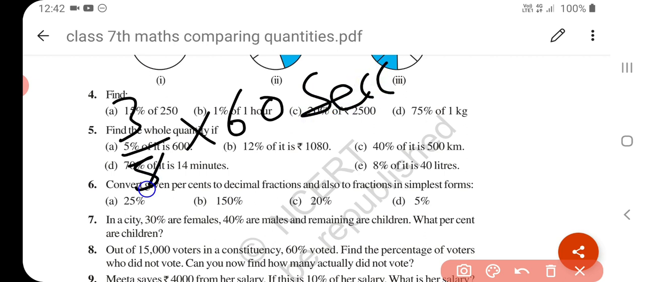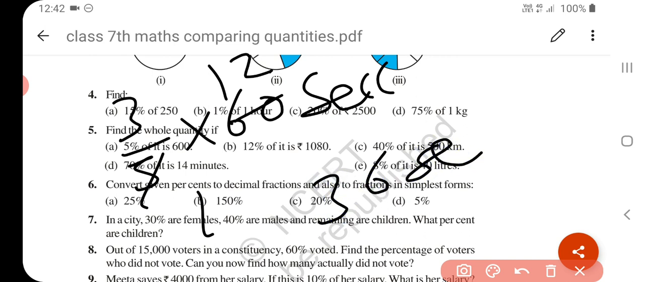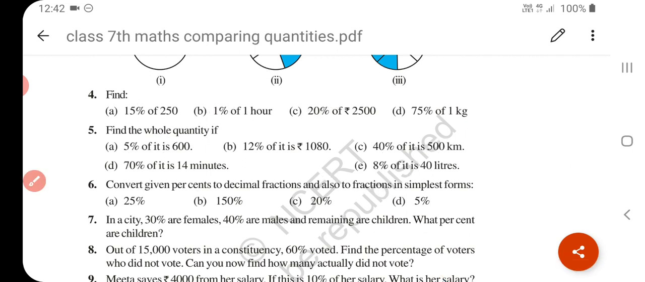Okay, 5 1s are 5, and 1 is left, 5 2s are 10. 12 3s are 36. So your answer is 36 seconds. Your answer is 1% of 1 hour is equal to 36 seconds. Understand? Or you can write 3/5 minutes. So this way you complete question number 4.